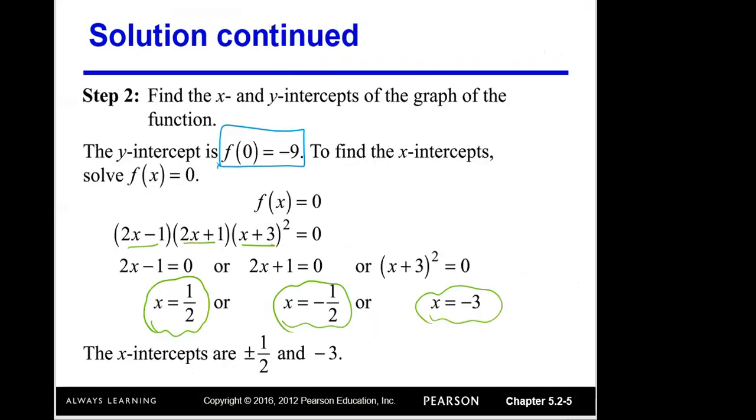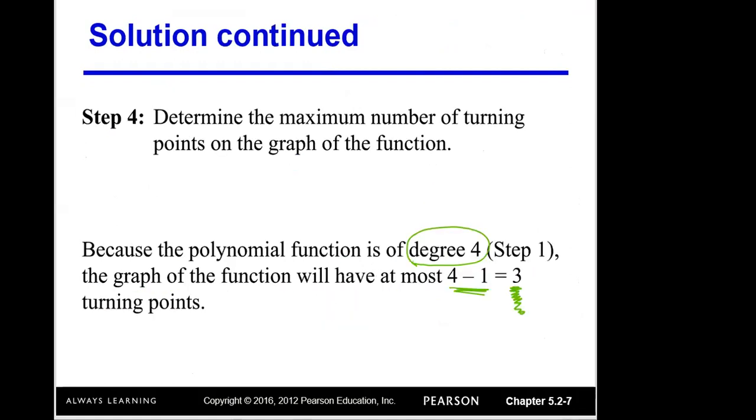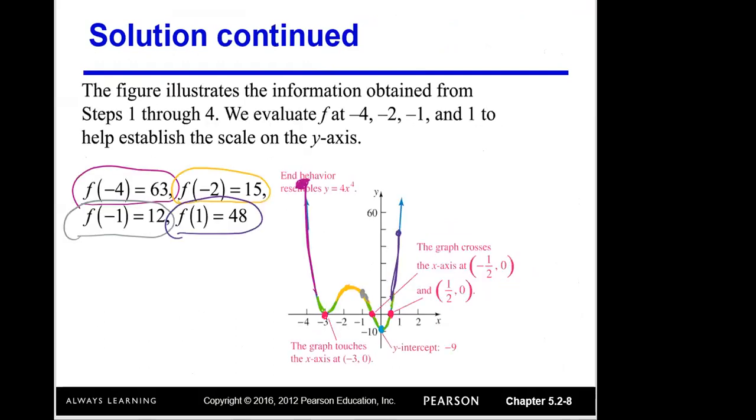So, and then they found x and y intercepts. And then they found the zeros and figured out multiplicity and how many turning points maximum they would have. And then they found a few more points to kind of fill in the gaps to get a good idea what it's doing.